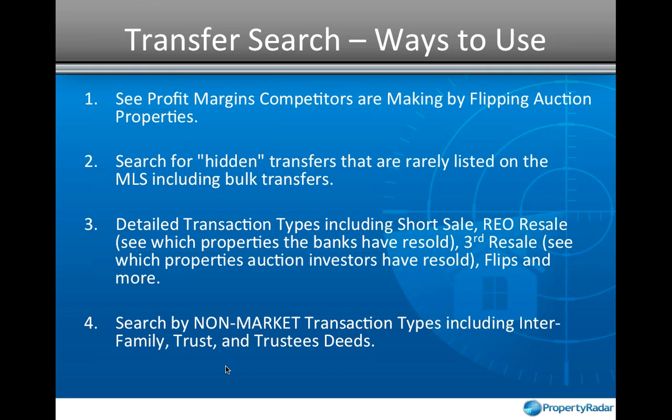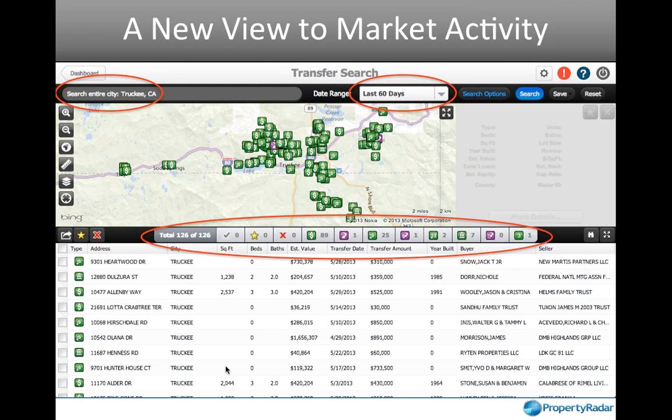And just really quickly, let me give you an example of how this works. I just put in a city, Truckee, California. I selected a date range of the last 60 days. Now, we're going to have a little bit of a lag here, and it's going to depend on the county. It can be from a few days to a couple of weeks. But I just did last 60 days, and if you want to see what the lag is, just click on transfer date, sort by transfer date, and it'll show you what the most recent transfer we have is. So in the last 60 days in Truckee, I've got a total of 126 transactions.